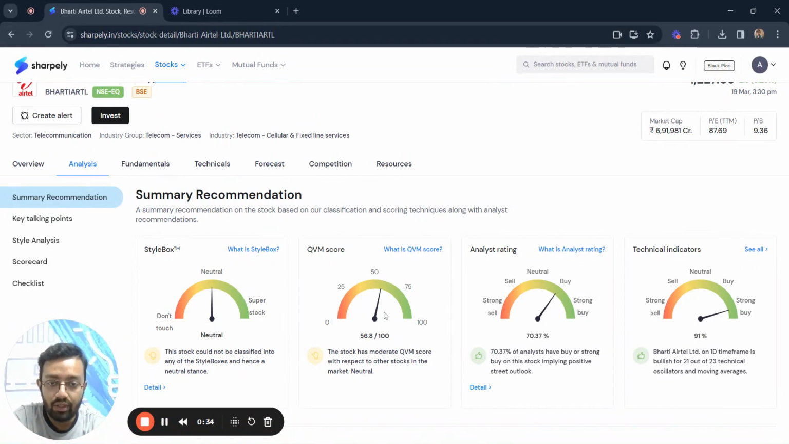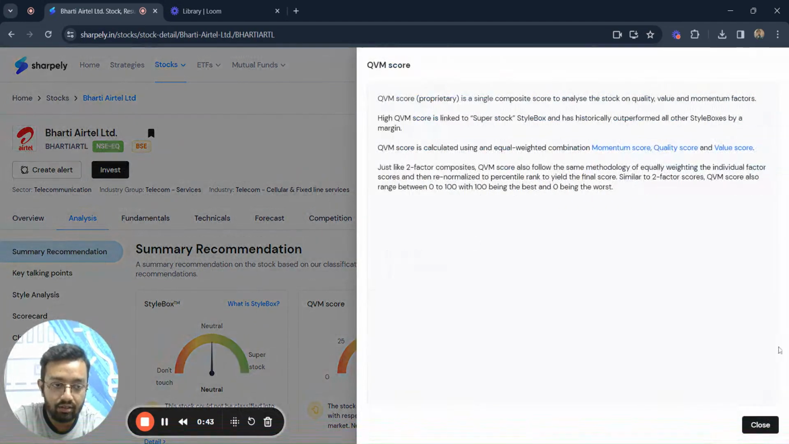The second one is the QEM score. Currently, the score is 56.8. Again, this is our own proprietary score. You can learn more about it by clicking here.